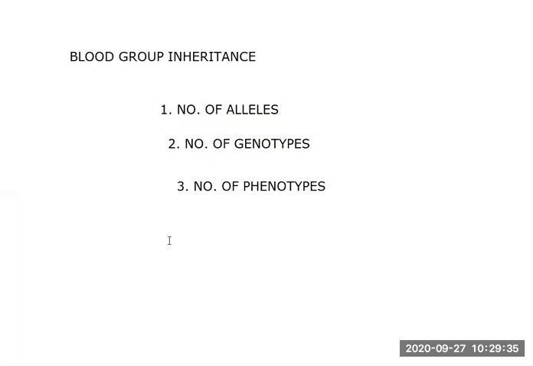Think about that. Number of alleles, 3. What are the 3? A, B, and O. Next, number of genotypes. We should write AA, AO, BB, BO, AB, and OO. These are the genotypes.